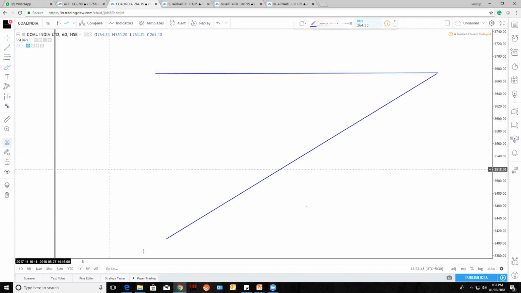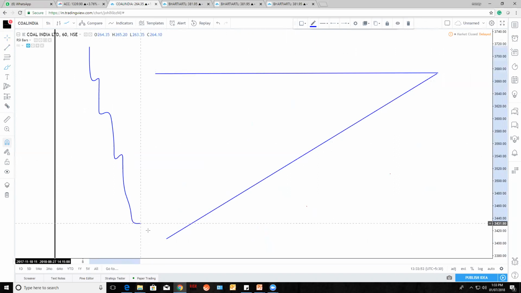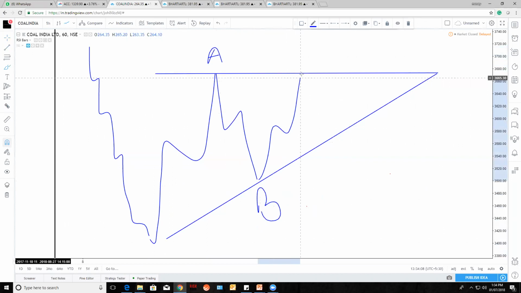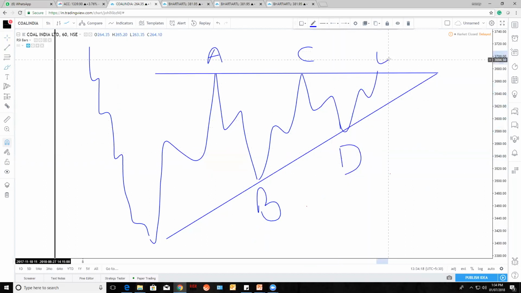Internally, let's say it is coming from the top, and it makes a structure like this: A, B, and C. This is A. Let's say here it is B. Let's say it's C. Let's say it's D. Let's say it's E. Once it finishes E, it goes downside.